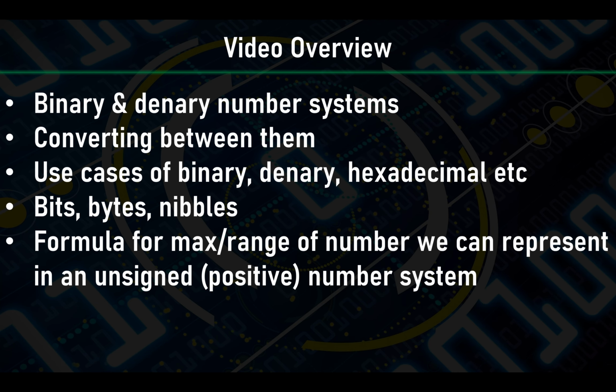We're going to look at a formula for calculating the maximum number in any number system, using a given number of bits or a given number of digits. Also the range of numbers using that same number of digits or bits. Currently we're just going to look at unsigned, and when we say unsigned, this means only positive. Signed just means it can have a plus or a minus, so it can be positive or negative.